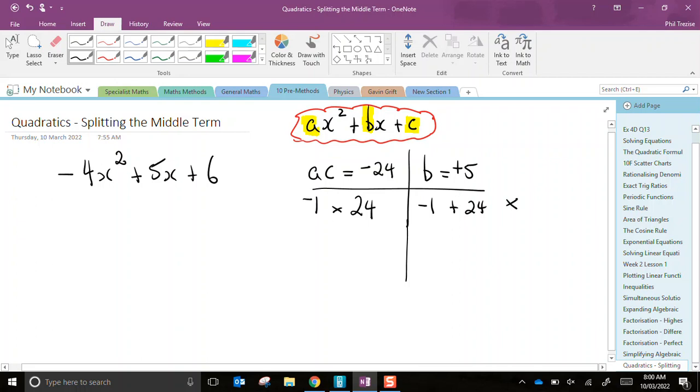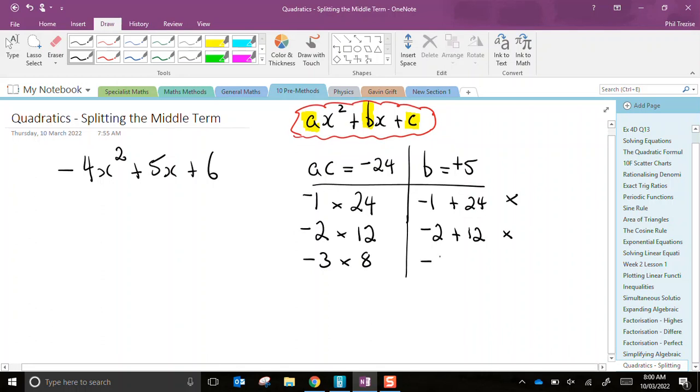But I'll then continue. What's the next easiest factor? Negative 2 times 12. Does negative 2 plus 12 add to equal 5? No, it does not, but I'm getting a bit closer. Let's try negative 3. Negative 3 multiplied by 8 would equal negative 24. Let's try adding. Negative 3 plus 8 does equal positive 5. These are the numbers I'm after. I need the number negative 3 and the number positive 8 to split the middle term.